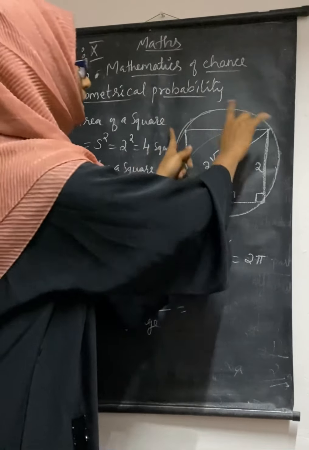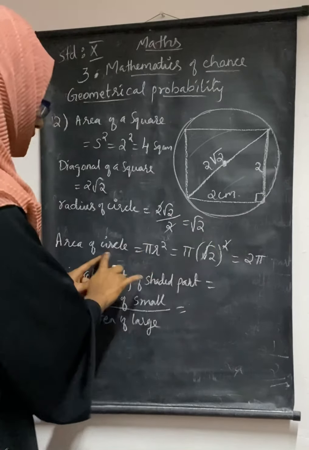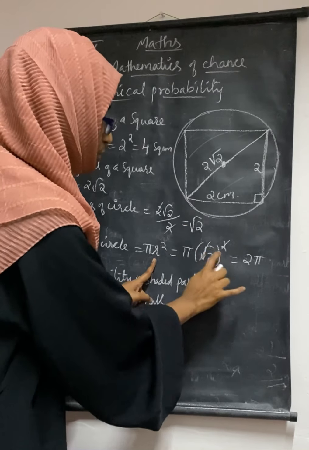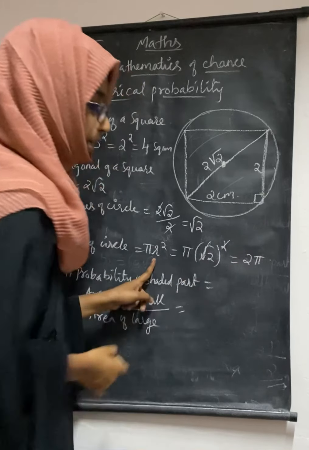Now we want to find the area of the circle. Pi r square. R is how much now? Root 2. Pi into root 2 whole square. Root cancels, 2 pi you get.